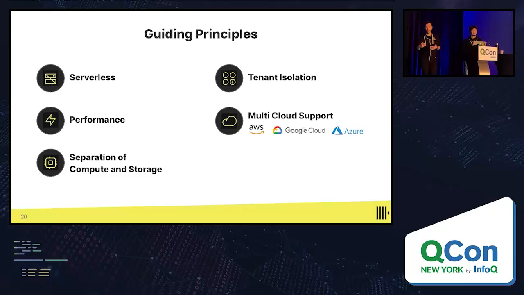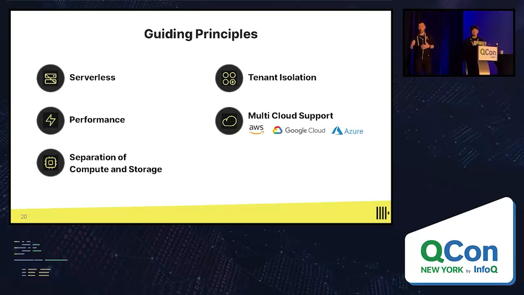We knew that we wanted to be wherever our customers were, meaning that if they're running workloads on AWS, we should have a presence there. If they're running workloads on GCP, we should have a presence there as well, and same for Azure. In order to support multiple clouds, we knew that we needed to make architectural decisions that were going to be portable across these different clouds.